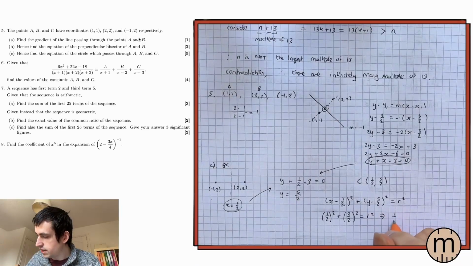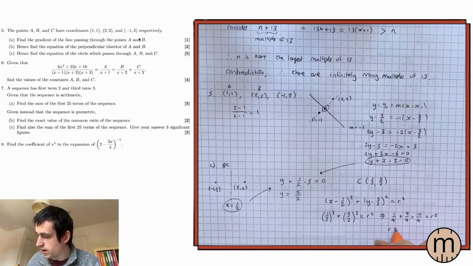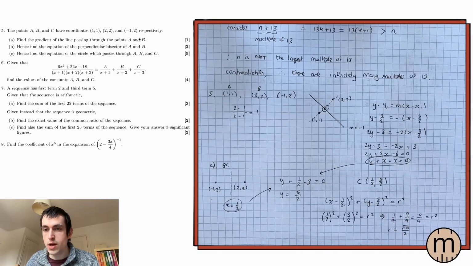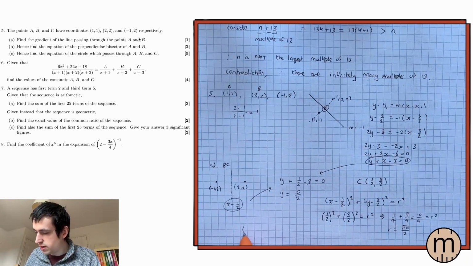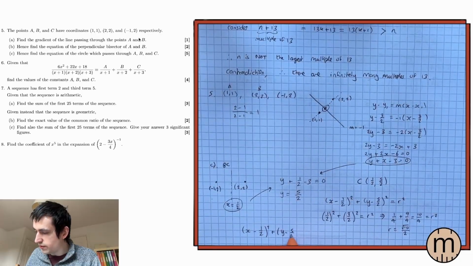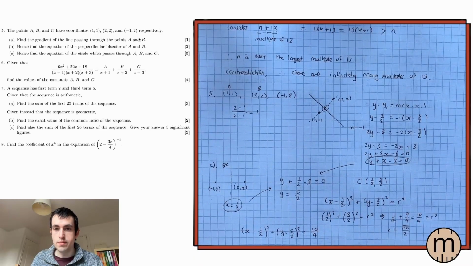If I add those together, we're going to get 1/4 plus 9/4, which is 10/4, which should be equal to r squared. So that tells us that the value of r is going to be root 10 over 2. We don't really need the radius, we want the equation, so let's write this in full. x minus a half squared plus y minus 5 over 2 squared is going to be equal to r squared, which is 10 over 4. That's our equation.